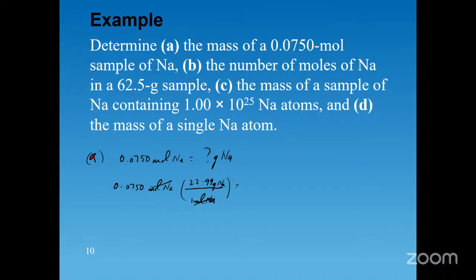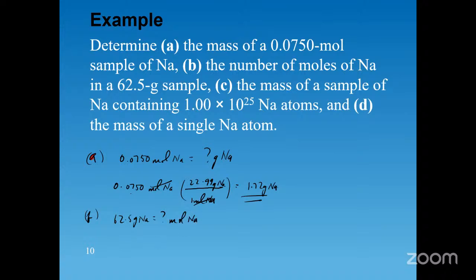Let's see what this gives. 0.0750 times 22.99. So according to my calculations, I got 1.72 grams of sodium, right? That's it, all right? So that's how you do that. Now, in the case of B, they gave you 62.5 grams of sodium, and they're asking for the equivalent amount or value in moles of sodium.